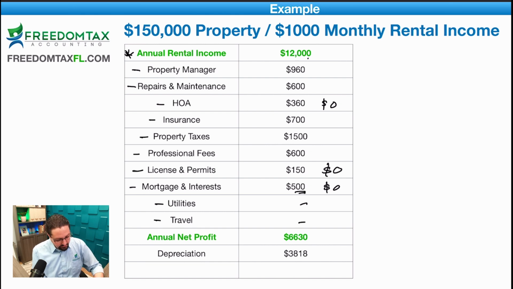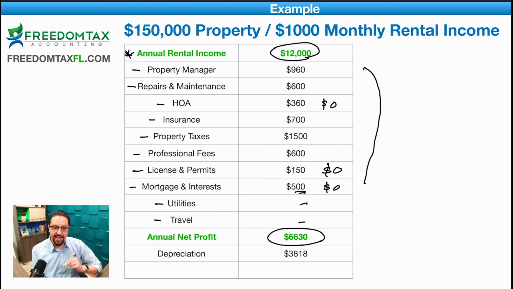So if we take the 12,000 and we have all these deductions, then the annual net profit would be that. Okay? That's basically what is left over from your rental income. Now, from that, we can deduct depreciation for taxes. Okay? In this case, the depreciation is 3,818. But how did I come up with that depreciation number?